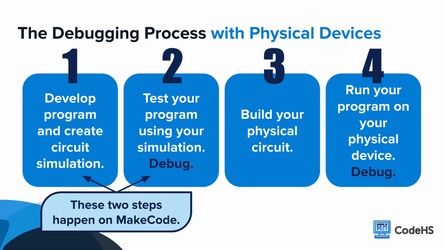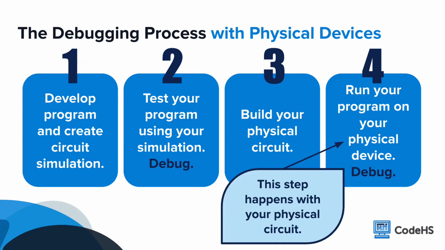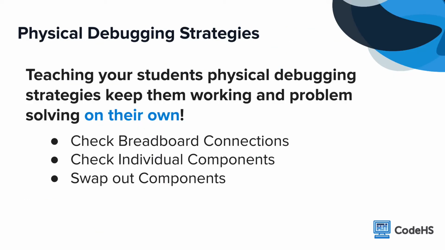The first debugging process will happen in the Make Code editor with the microbit simulator. The second debugging process will happen once the program is uploaded to the physical device. Debugging physical circuits can get complicated. Let's look at a few strategies you can teach your students to have them solve their own problems.